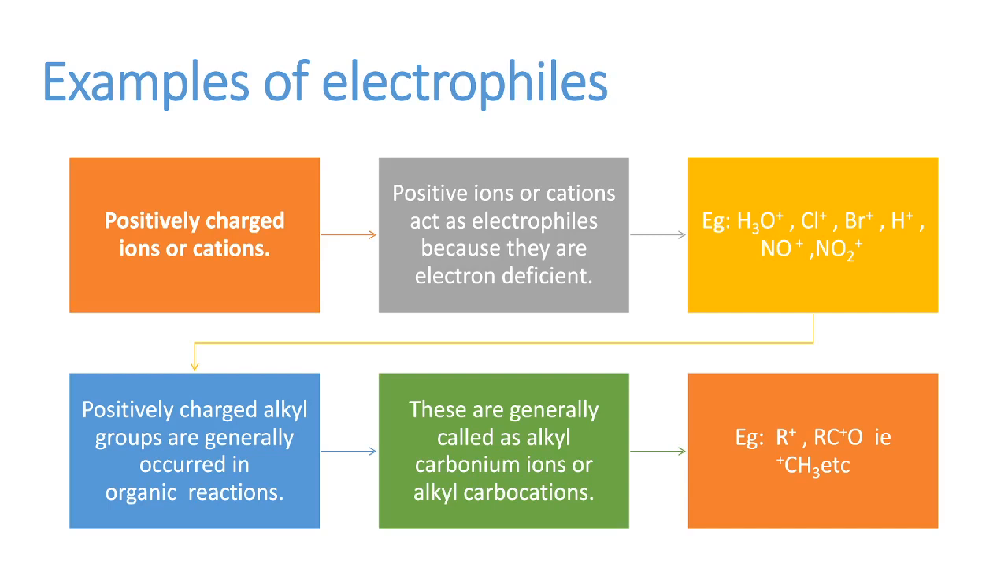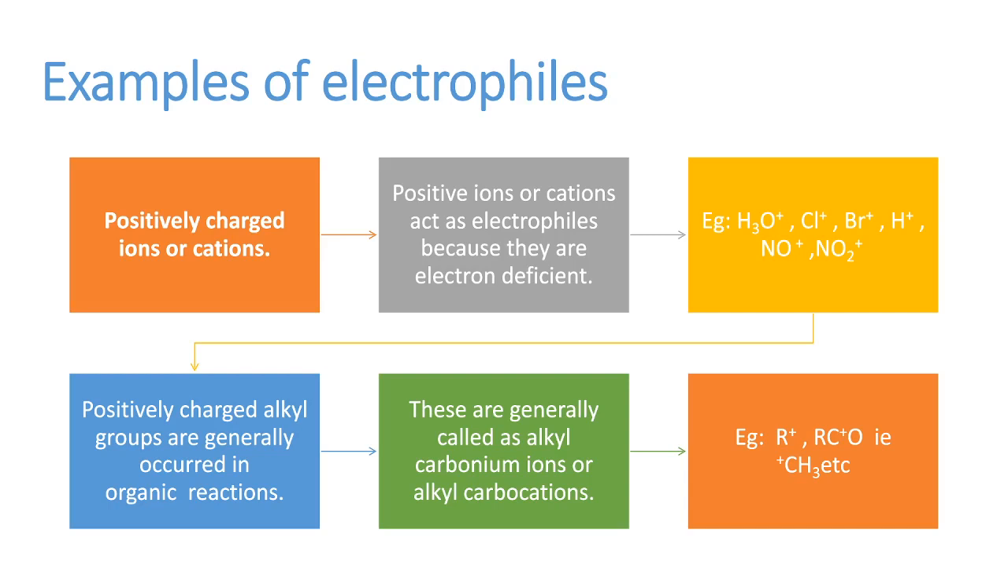Now let's consider the examples. H3O+, hydronium ion, Cl+, chloronium ion, Br+, bromonium ion, H+, this is proton, NO+, nitrosonium ion, NO2+, this is nitronium ion. So these are different examples of electrophiles.